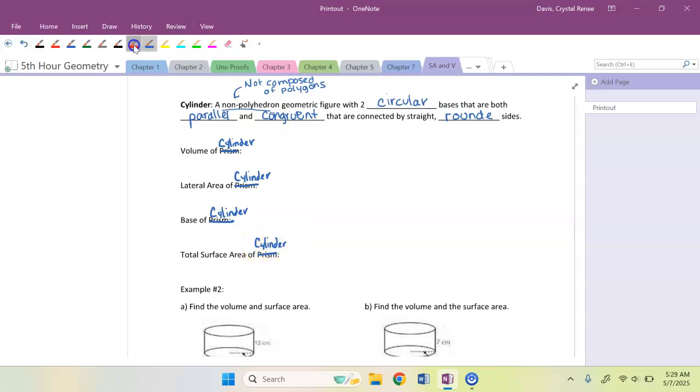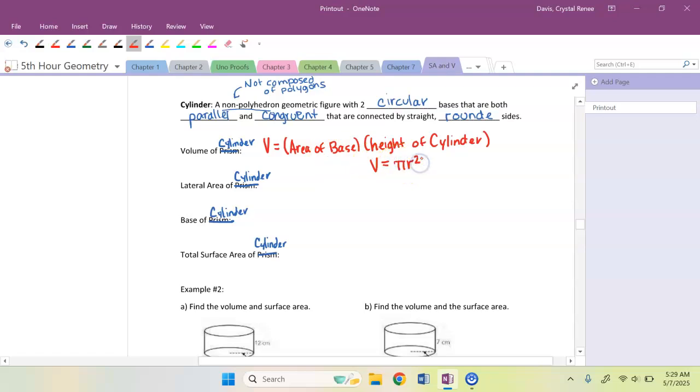The volume of a cylinder is going to be the same as the volume of a prism. It's the area of the base times the height of the cylinder. The good news is the area of the base is always a circle, so the area of the base is always just pi r squared, and the height of the cylinder is just h. So we can always find the volume of a cylinder by pi r squared times h.